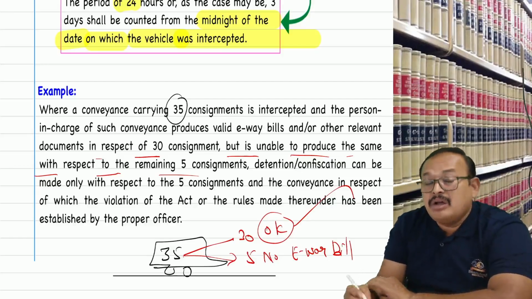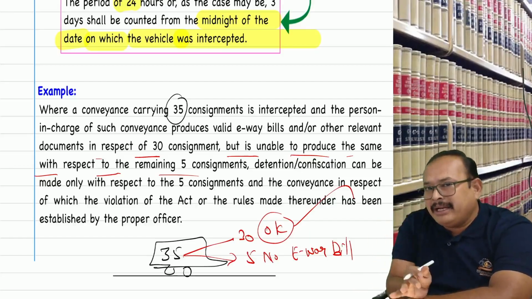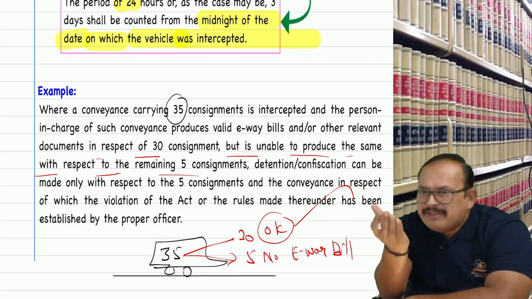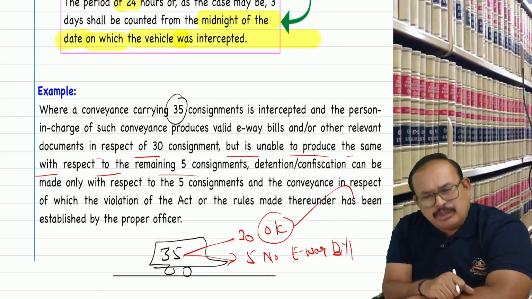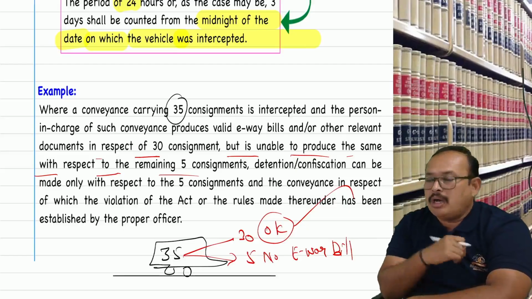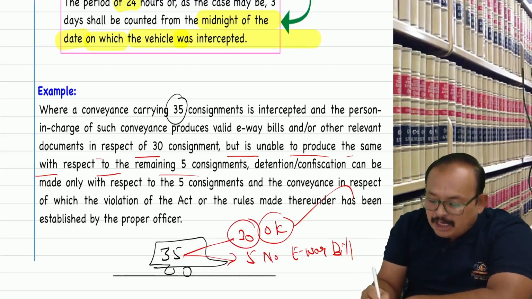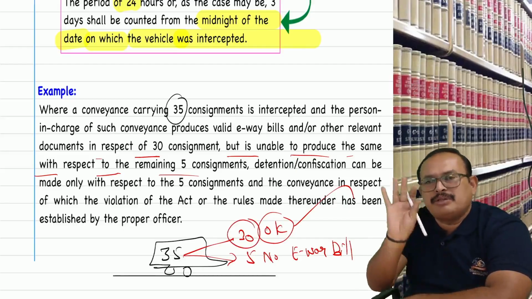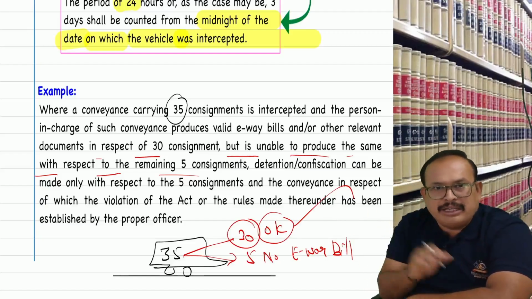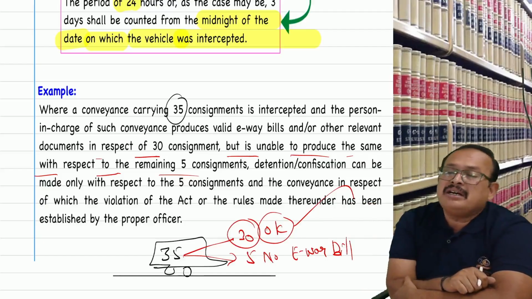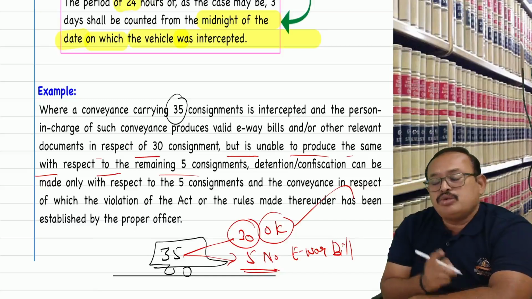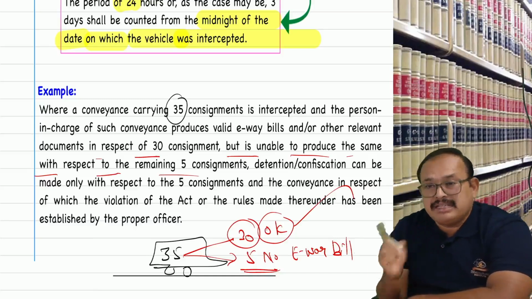If no e-way bill, what happens? Detention, seizure. Now, what is to be detained? For the 30 consignments, there are separate invoices and separate e-way bills, so those should not be detained or seized in that vehicle. The balance, how many consignments are not covered by e-way bill? 5. Those 5 consignments, you should detain and seize those goods.